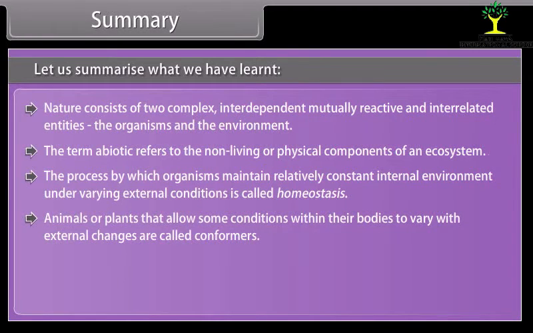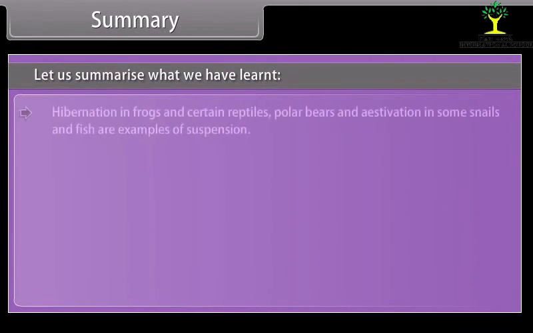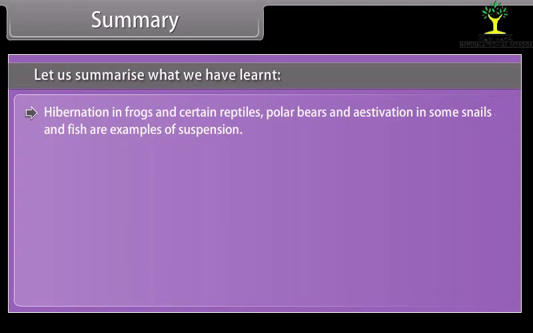Animals or plants that allow some conditions within their bodies to vary with external changes are called conformers. Migration is the mechanism through which organisms can move away temporarily from the stressful conditions in the habitat to another habitat with hospitable conditions. Hibernation in frogs and certain reptiles, polar bears, and aestivation in some snails and fish are examples of suspension.